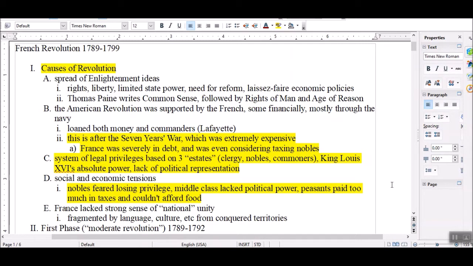This king is a Bourbon. You may recall that name from before spring break, where we talked about multiple wars that were fought specifically between the Bourbons and the Habsburgs.